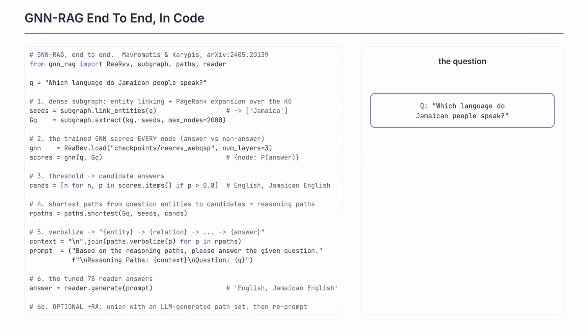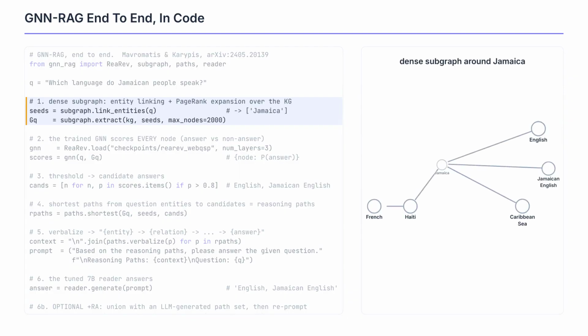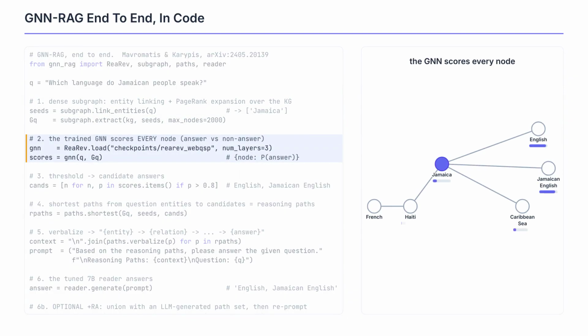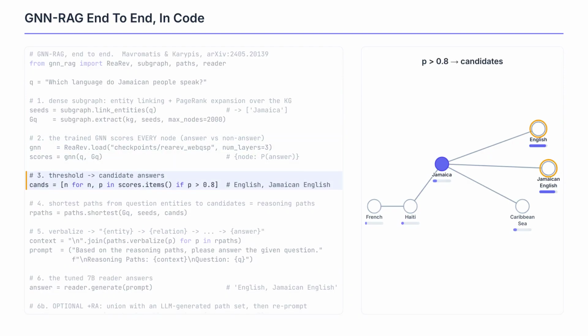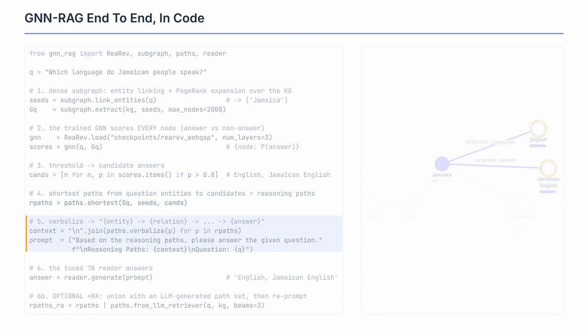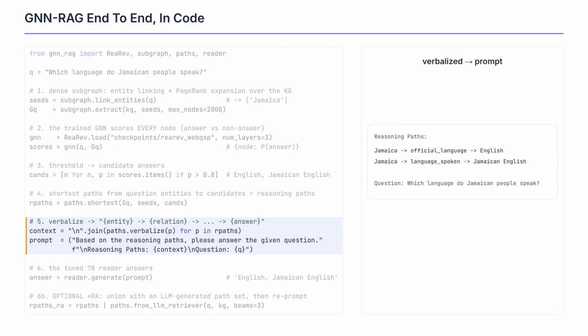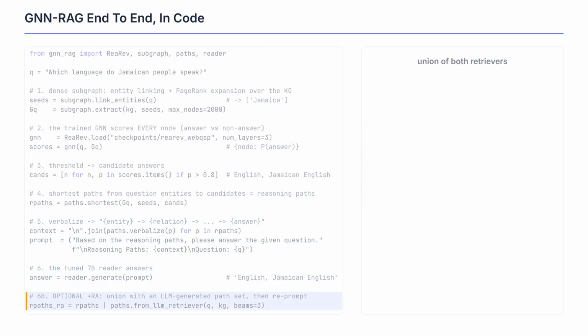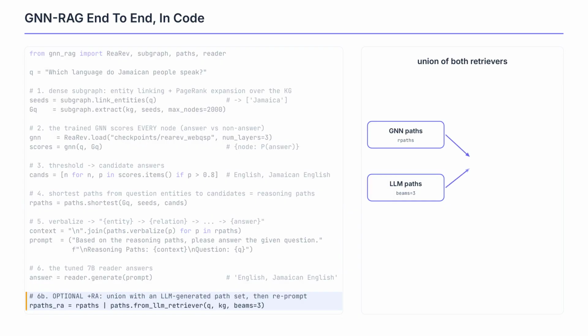Now, the whole chain in one place. Link the question entities and extract the dense subgraph. Load the trained network and run a forward pass to get node scores. Threshold those into candidates. Extract the shortest paths from question entities to each candidate. Verbalize them and build the prompt. Call the tuned reader. And then the optional last step, retrieval augmentation, takes the union of these paths with a language model generated set before prompting.